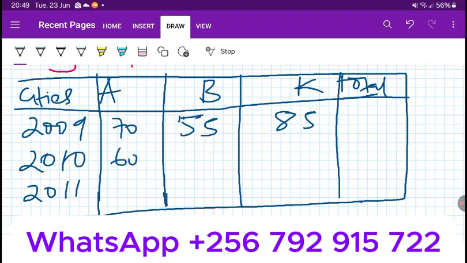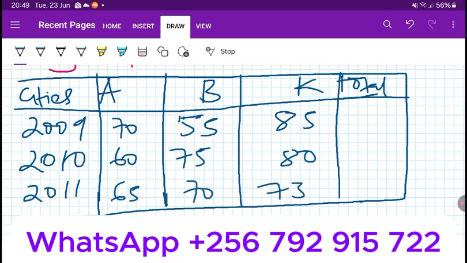So this one we had 60, 75, and 80. And lastly, we had a 65, we had a 70, and a 73. So those were the values that we have there. Maybe the examiner can put for you the total just to confuse you. But I've told you we don't need the totals. You will find the examiner has put for you the totals just to confuse you, because you'll be wondering, what should I plot?